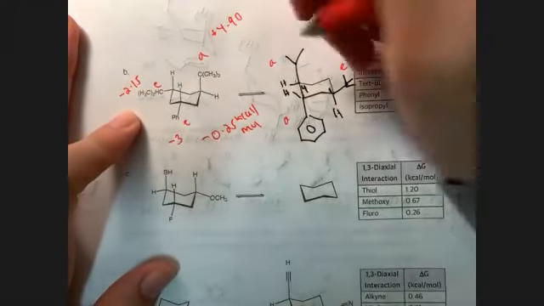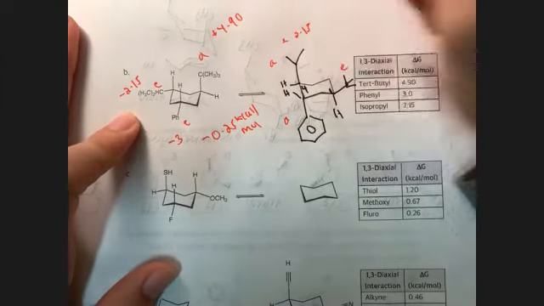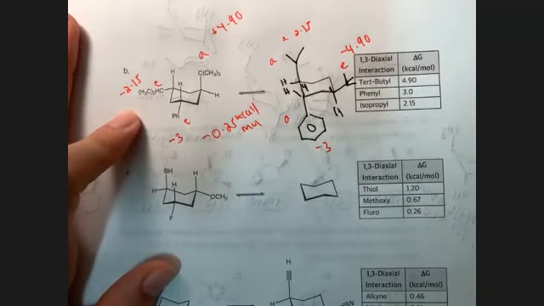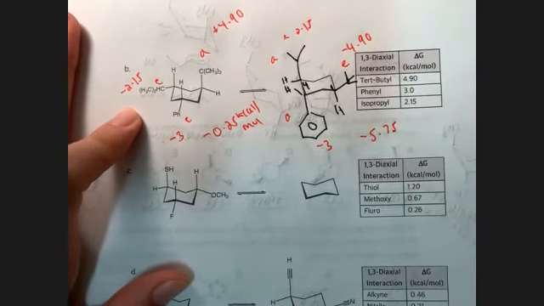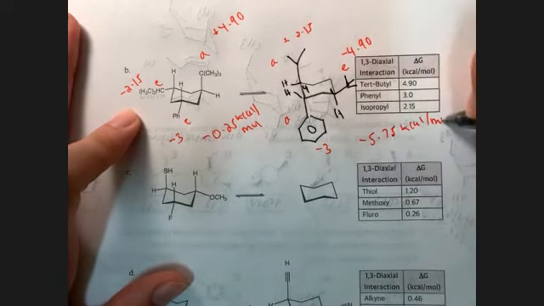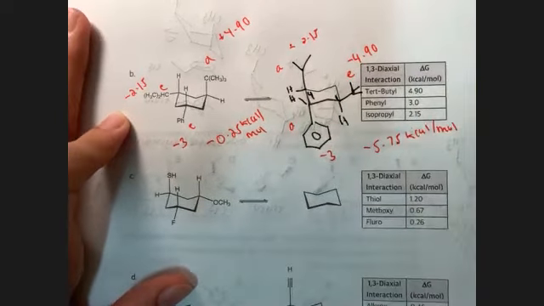If I were to do this on the right, I see that I have positive 2.15, -4.90, and -3. So -4.90 minus 3 plus 2.15 is going to be -5.75 kilocals per mole. Okay, 5.75 kilocals per mole. So in this case, did I do something wrong here? One sec.